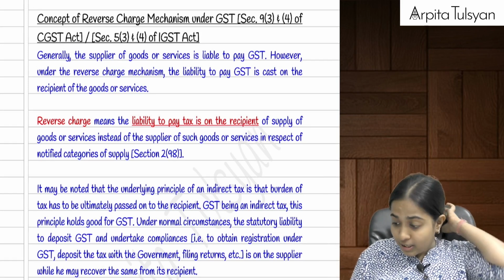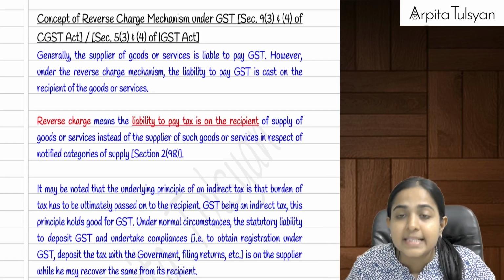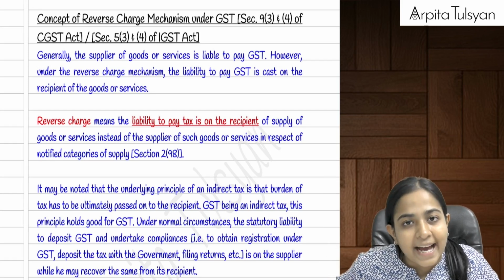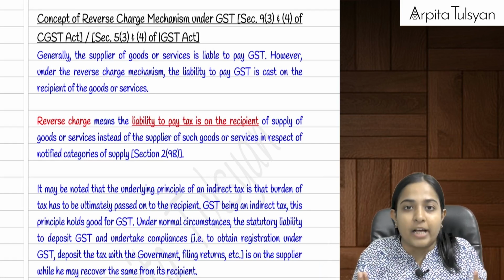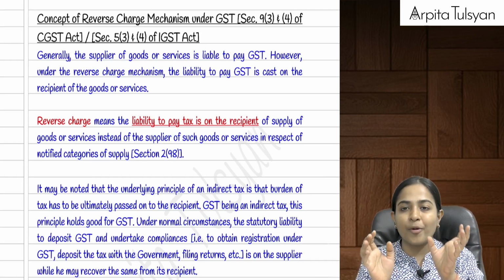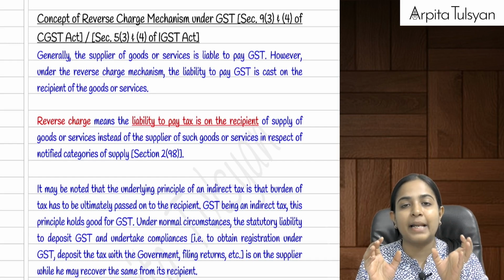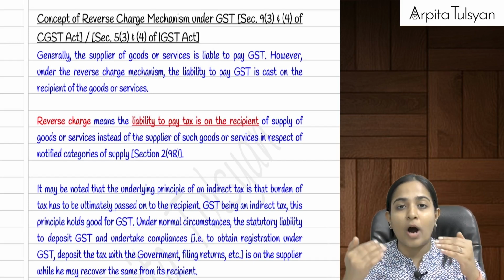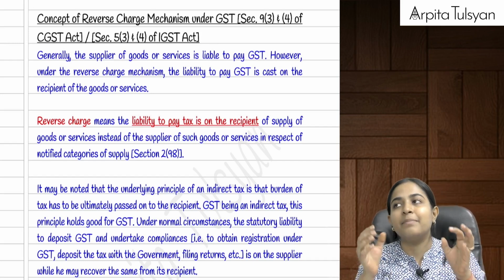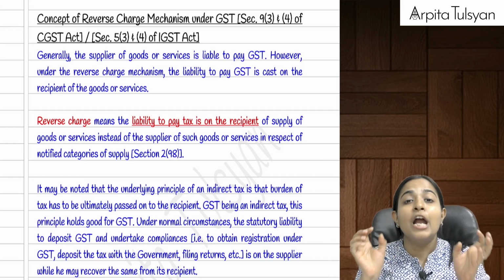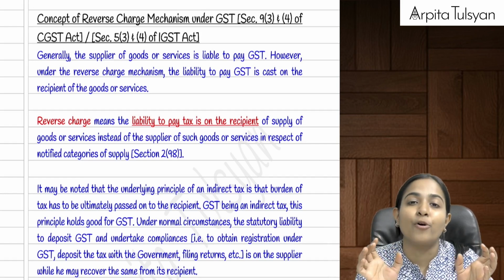But now, for some goods and for some services, the government says that the tax will be paid reverse, ulta. That means normally the supplier is liable to collect and pay the taxes, but if you fall under the reverse charge mechanism, then in such a case the responsibility to pay the tax lies on the recipient.